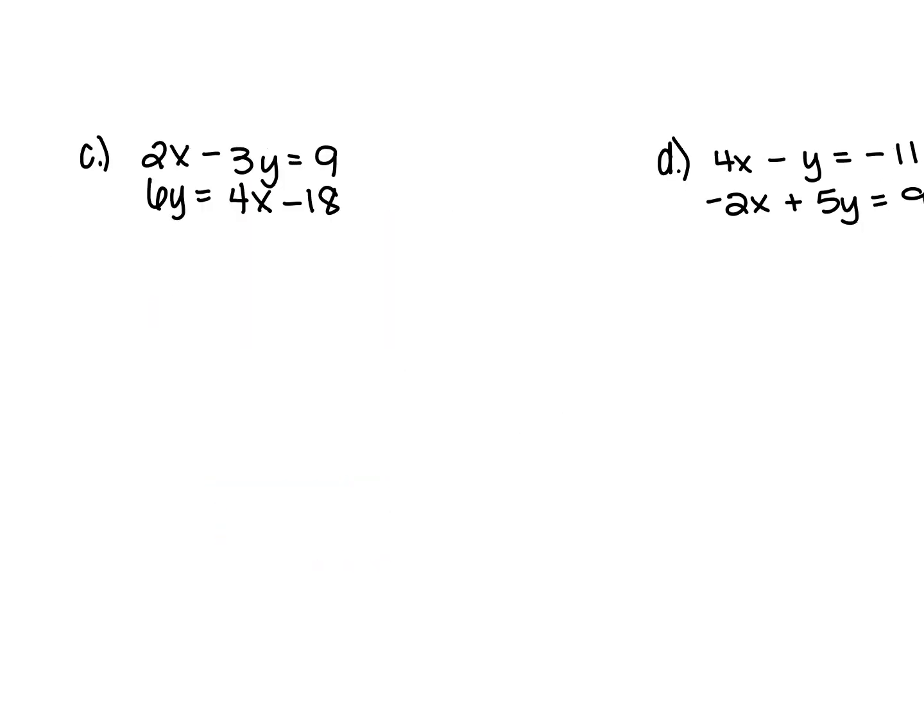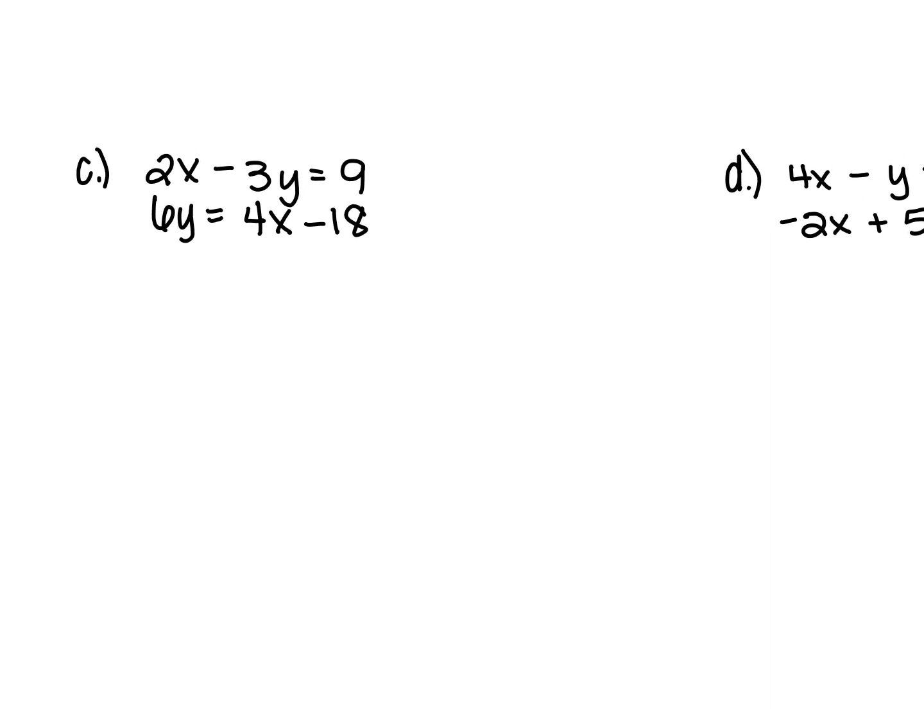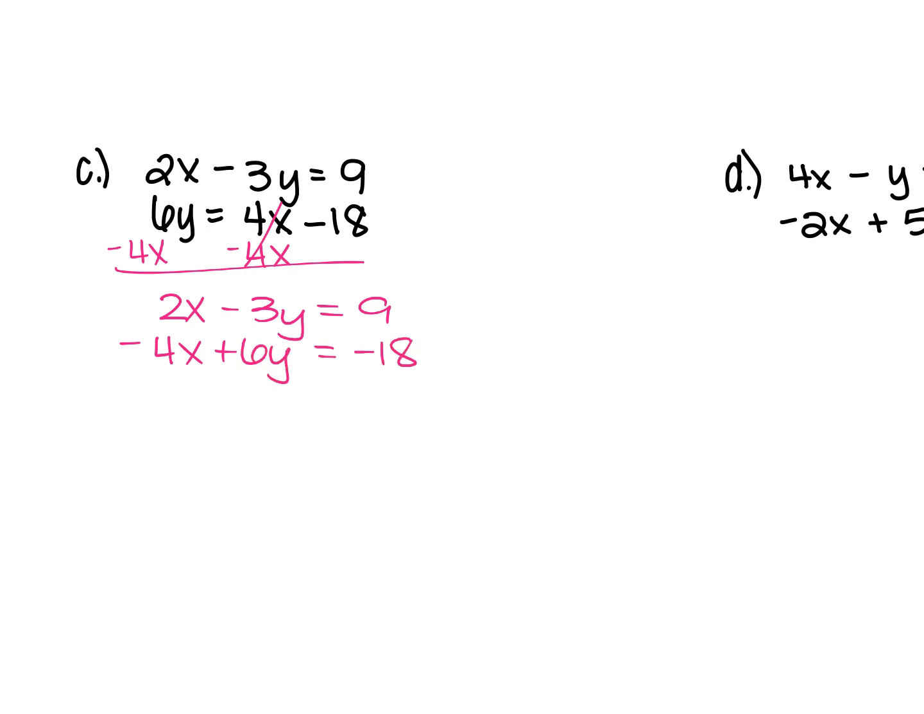For example C, you're given 2x minus 3y is equal to 9, and 6y is equal to 4x minus 18. With this one, we have to start by moving everything, like your x and your y, on its own side with that bottom equation. So put it in standard form. Subtract your 4x over. So that's going to leave you with the two equations: 2x minus 3y is equal to 9, and negative 4x plus 6y is equal to negative 18. What can we multiply the top equation by in order to cancel out our x's? 2.